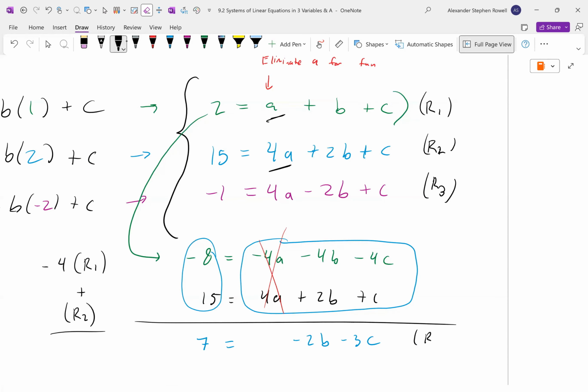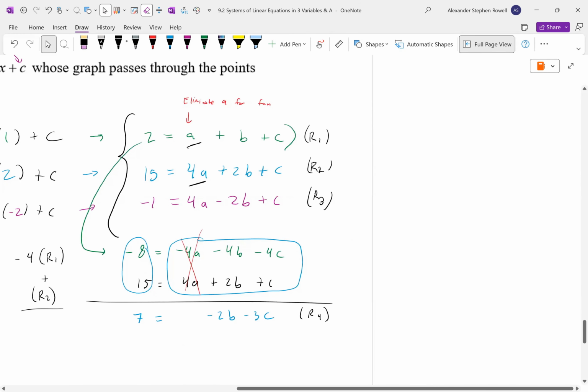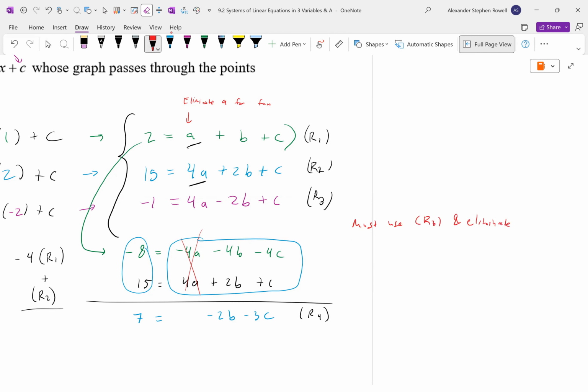And so we'll call this equation 4, or row 4. Now we've combined row 1 and row 2. We must use row 3 and eliminate the same variable. And you can use row 1 or row 2. Which one would you like to use?